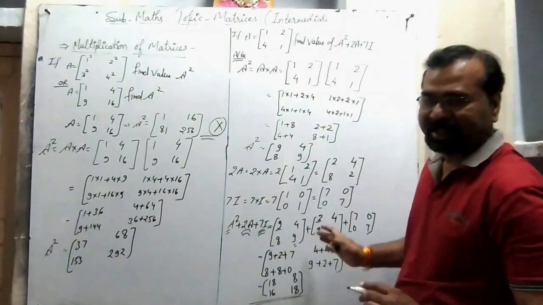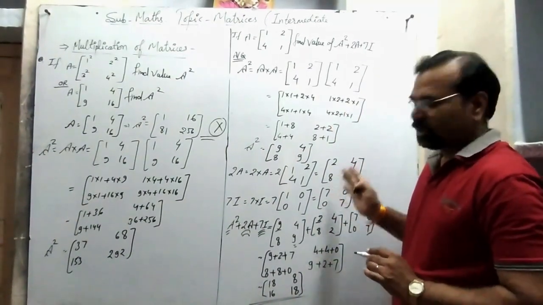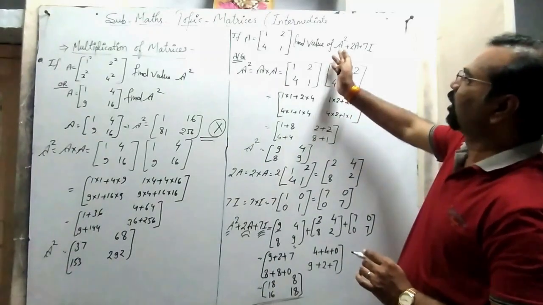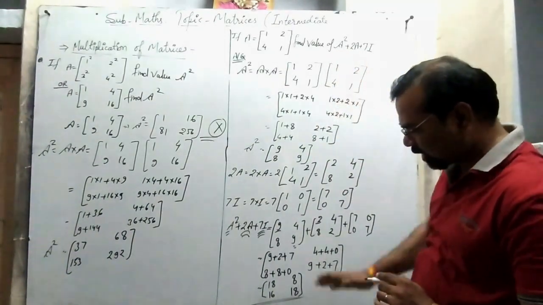Yes students, any doubt? Okay, now that question is complete. We have found the value of A square plus 2A plus 7I.